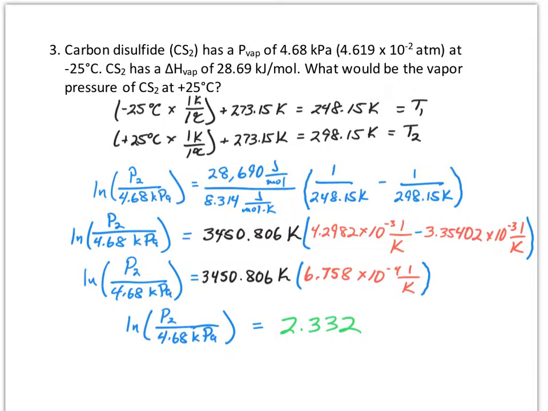Okay? So I'm going to take this fraction and divide it and get this number, and this fraction and divide it and get this number, and this fraction and divide it and get this number. Okay?